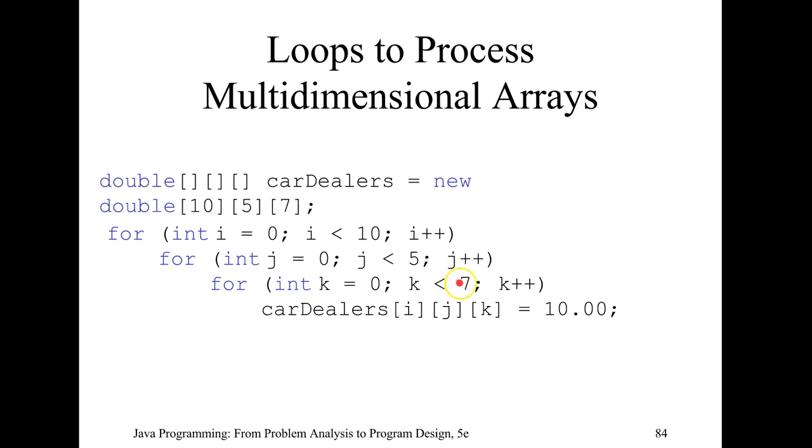So hard coding this is dangerous. I would not recommend this technique. This just makes it easy to understand. The 10 there is because of the 10 there. The 5 there because of length 5 in the second dimension. 7 there because of the number of levels in that third dimension.